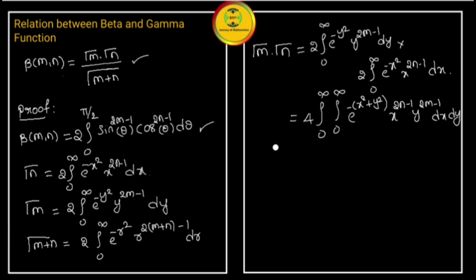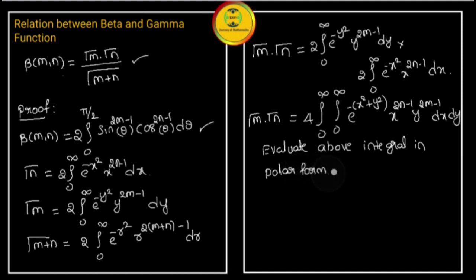By multiplying these two definitions, we got this term. Now we are going to evaluate the above integral in polar form. So I am going to evaluate this integral in polar form. That means I have to take the substitution in the place of x as r cos theta and y as r sin theta.